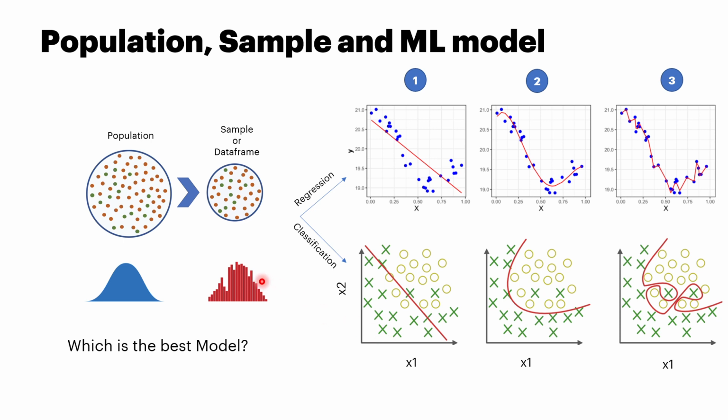Let's say I have a population from which a sample is taken out, which is called a dataset in the ML world. Now I want to build a regression and a classification model for this dataset. I have three possible models fit here for the given dataset. The question is, which among these three is the best model?